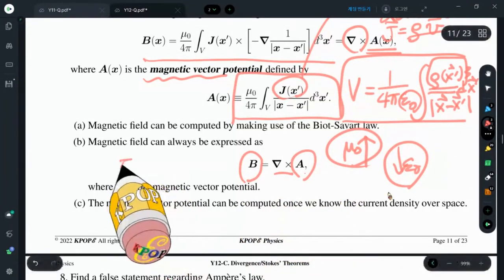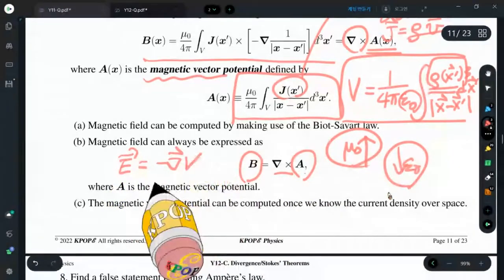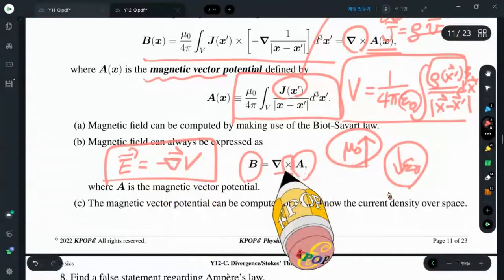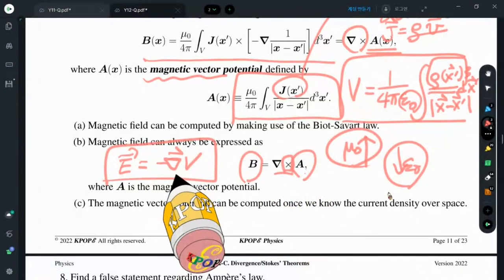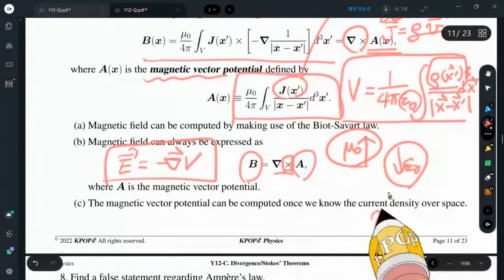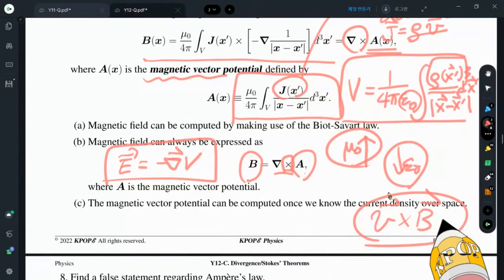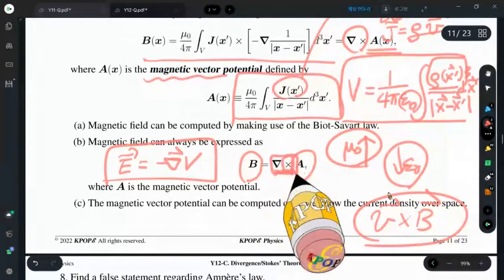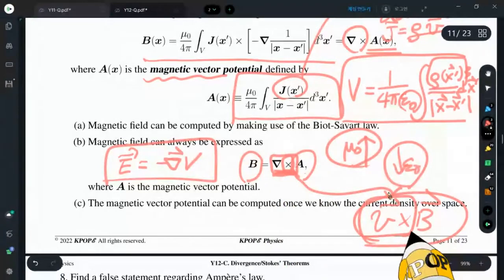Anyway, this magnetic field can always be expressed in terms of the curl of the magnetic vector potential. Remember, the electric field is expressed as the minus gradient of the potential. The logic is very similar, except that we have a cross after the del operator. The reason is that the force, v cross B, is always perpendicular to the magnetic field. So this curl has a close relationship with the structure of the Lorentz force.